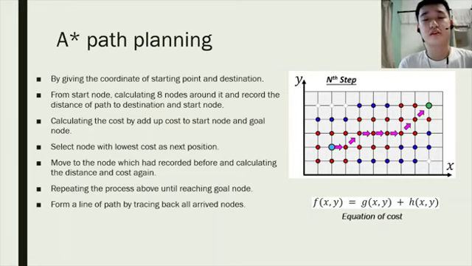Then it would calculate the cost of time by adding up the cost to the start and the goal nodes separately and select the node which has the lowest cost as the next position to move. Once it moves to the new coordinate, it will calculate the cost of the surrounding nodes again and select the future position to move in. The process will be repeated many times until it reaches the coordinate of the destination.